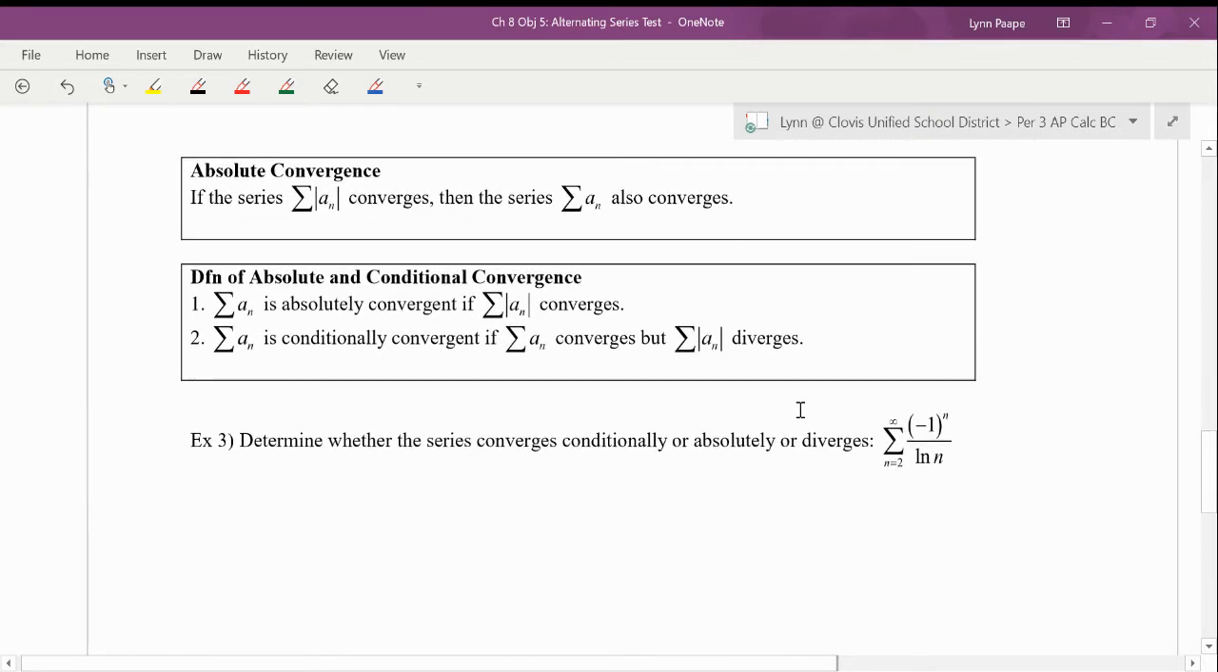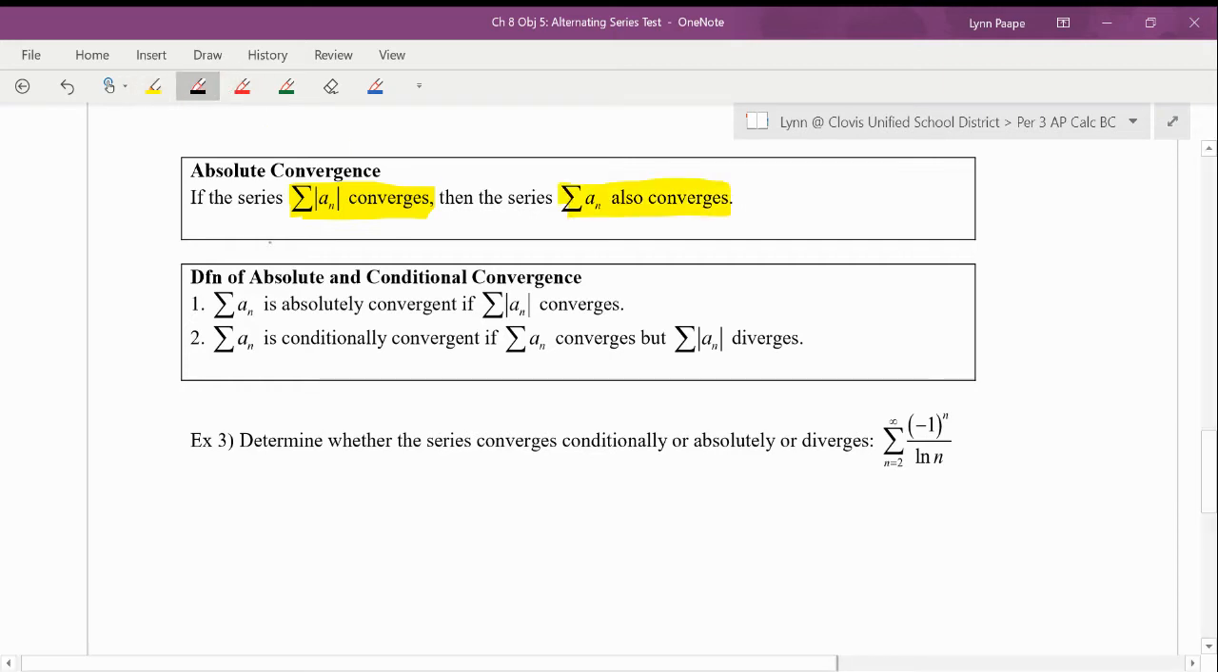All right, then the last little piece here is absolute convergence. What does that mean? It's essentially saying that if you get rid of all of those plusses and minuses and your series converges, so it doesn't need the plusses and minuses to converge, then the alternating piece also has to converge.